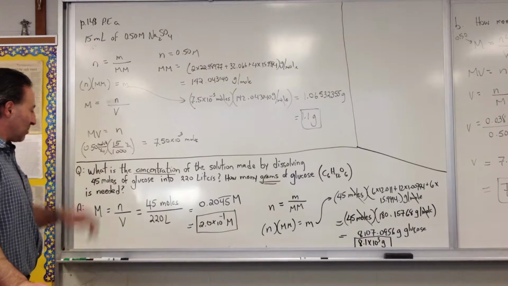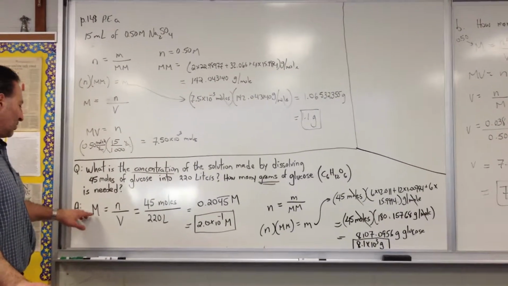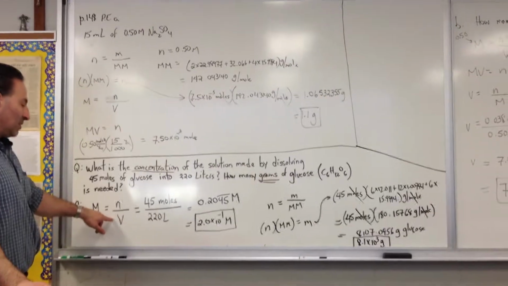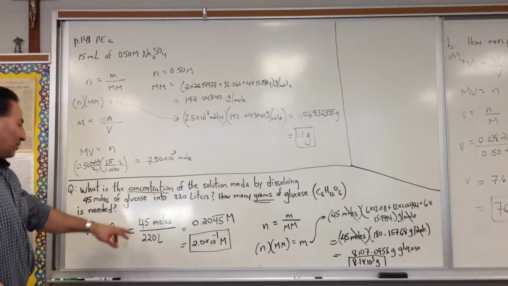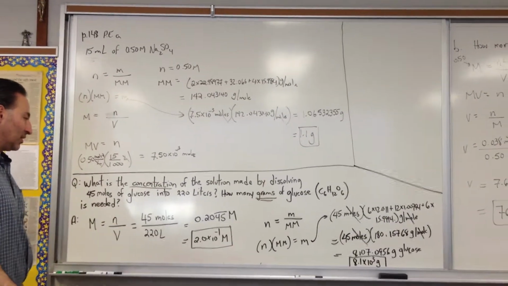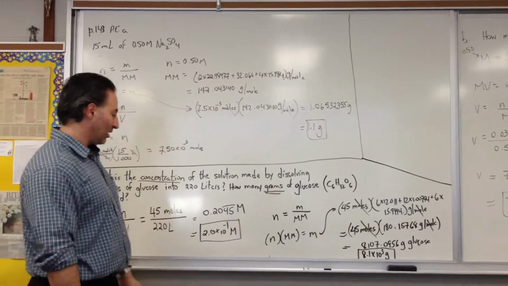The first step in the problem is to find out the concentration of the glucose. So we use the equation, the molarity is equal to the number of moles divided by the volume. And there are 45 moles, we're told. The volume of the final solution is 220 liters, so it's simply a question of dividing it. We get 0.2045 with the 45 recurring.